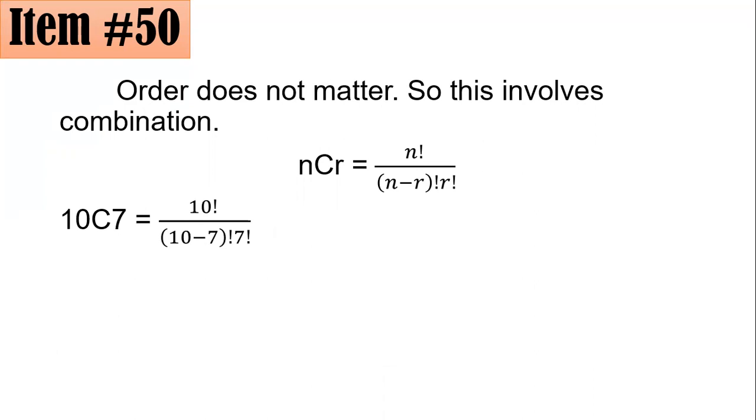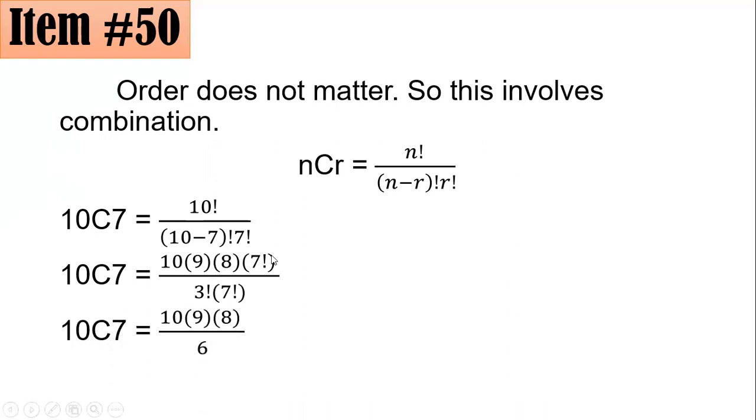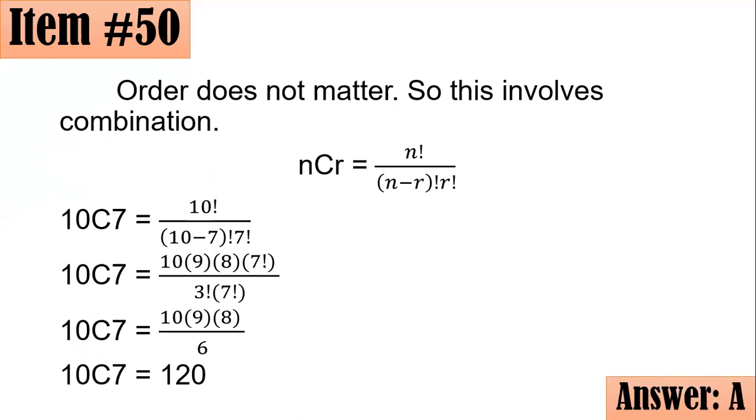And by substitution, you have 10 factorial all over 10 minus 7 factorial, 7 factorial. Simplifying this, the numerator, you will have 10 times 9 times 8 times 7 factorial because of my intention to cancel it with the other 7 factorial here. The 10 minus 7 will be 3, and we have the factorial. And 3 factorial means 3 times 2 times 1 or 6. And hence, since I could cancel this, I have 10 times 9 times 8 all over 6. Using your calculators, you have 120. That's letter A. Or if you wish, you could encode 10C7 in your calculator, and I'm sure that you will still get 120.